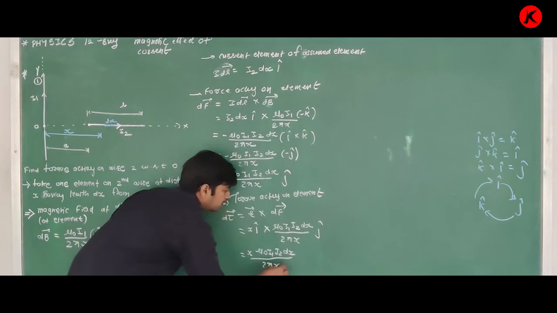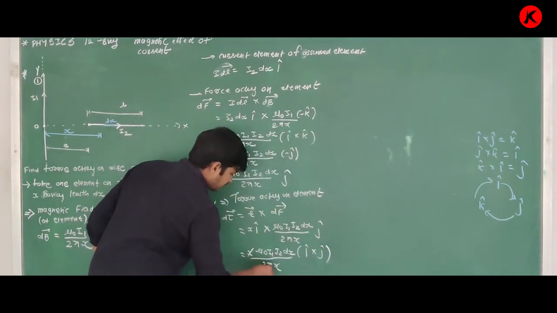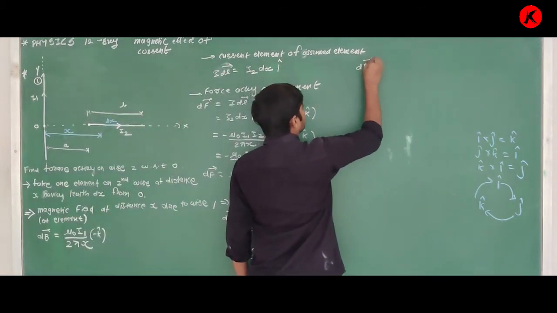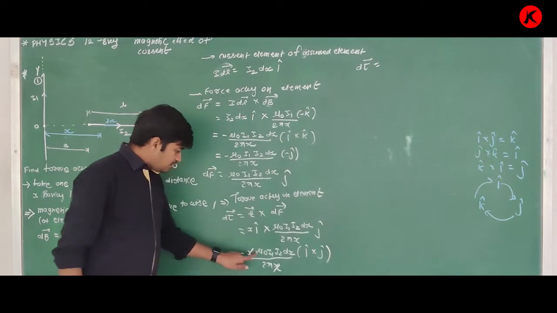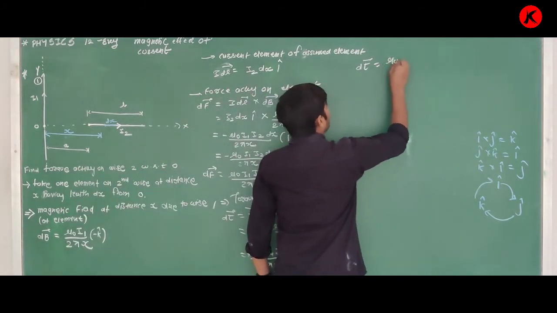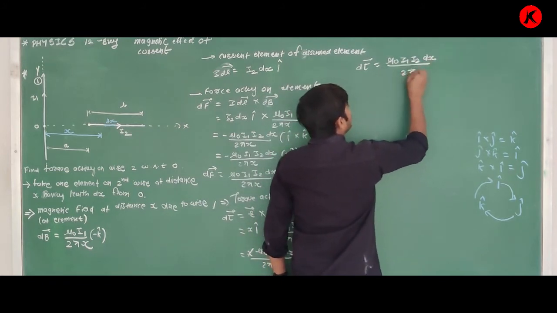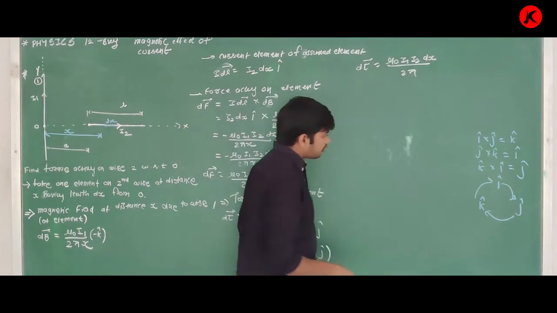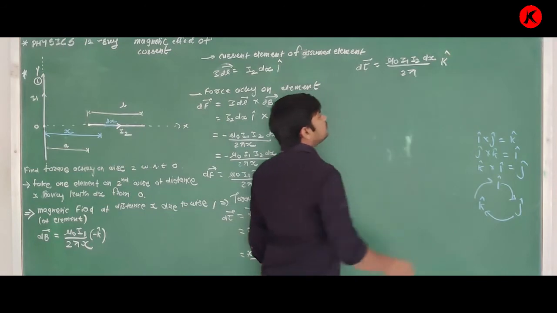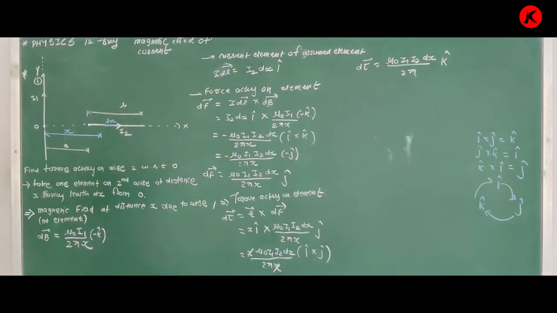Now I can write this as x times mu 0 I1 I2 dx upon 2 pi x, and in brackets it is I cross j. So this x cancels. Then d tau is equal to mu 0 I1 I2 dx upon 2 pi, and I cross j. What is the value of I cross j? It is k caret. Simple.